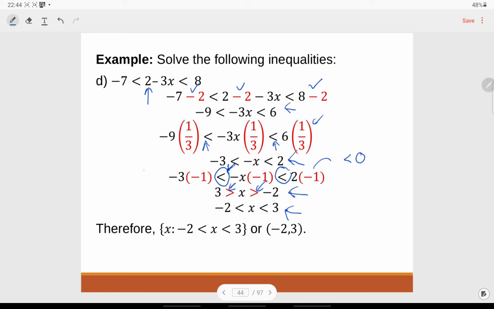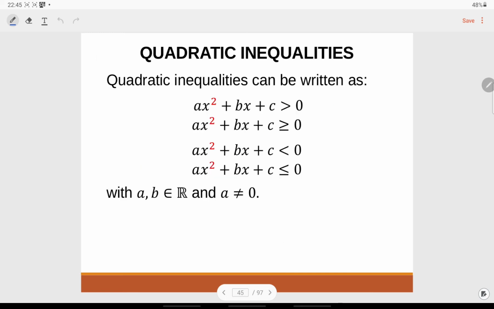The key point here is that because you multiply each item with a negative value, we need to change the direction of the inequality. Okay, so this is the answer. The value for x that satisfies this inequality is x is greater than negative 2 and less than 3. This is in the set form, and this is in the interval form.